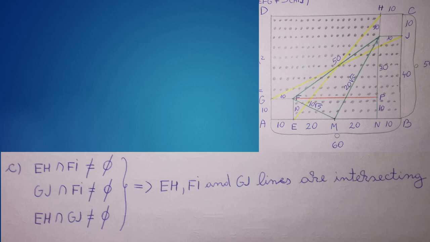Point C. We can see from the figure drawn that EH intersected with FI is different from the void set. The same goes for GA intersected with FI and EH intersected with GJ. So from these three statements results that EH, FI and GJ lines are intersecting.